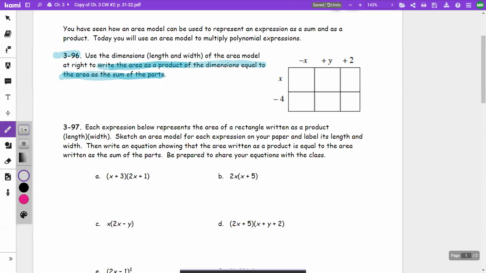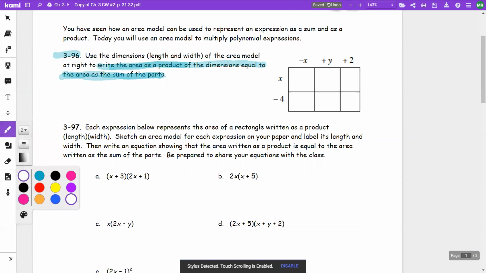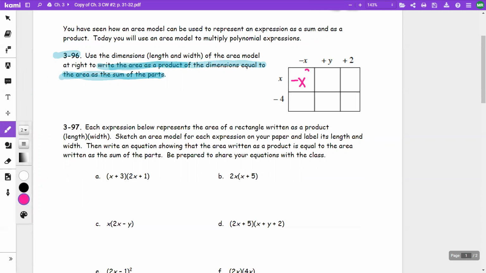So when I multiply this out, x times a negative x is a negative x squared. This x is going to multiply both of these next ones also. X times y is an xy. X times 2 is a 2x. Now the negative 4 is going to multiply everything on top. Negative 4 times negative x is a positive 4x. Negative 4 times y is a negative 4y. And negative 4 times 2 is a negative 8.